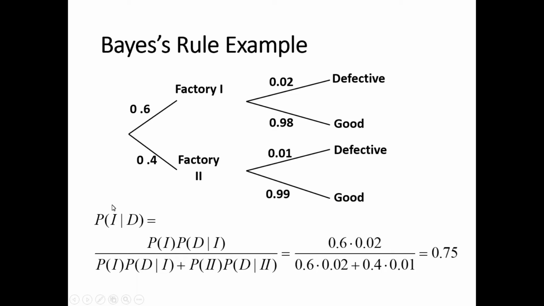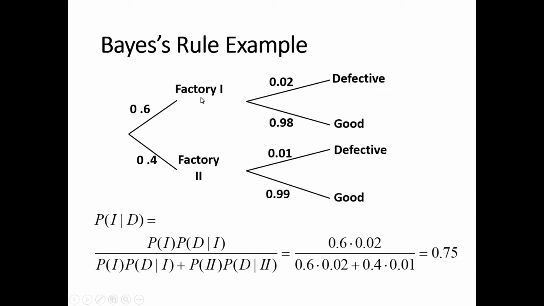When we go to set up the probability that it came from Factory 1 given it's defective, on top we need the probability that both are occurring. The probability that both are occurring equals the probability that it came from Factory 1, which on this branch is 0.6, times the probability that it's defective given it came from Factory 1, which is given to us as 0.02, or 2%. So the overall probability that it's both defective and from Factory 1 is these two numbers multiplied together.